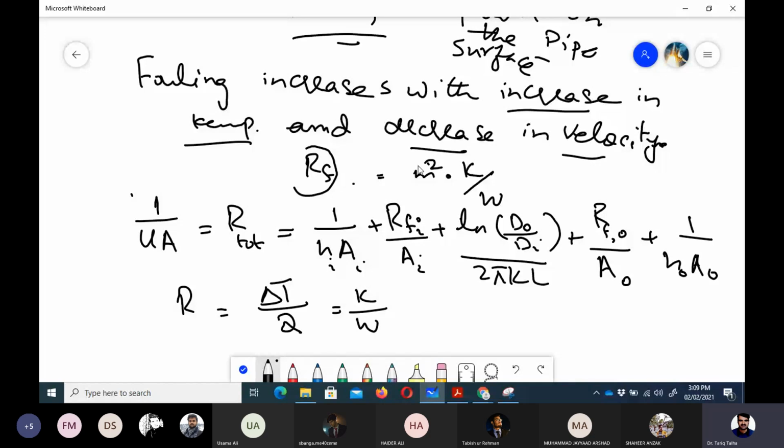So I have explained that because the unit of RF is meter square Kelvin per watt, while the unit of resistance in this formula is only Kelvin per watt, if we want to write this RF into this equation, we need to divide it by the area. So that's what we have done here. This is the fouling factor on the internal side of the pipe, and this RFO is the fouling resistance on the outer side of the pipe.